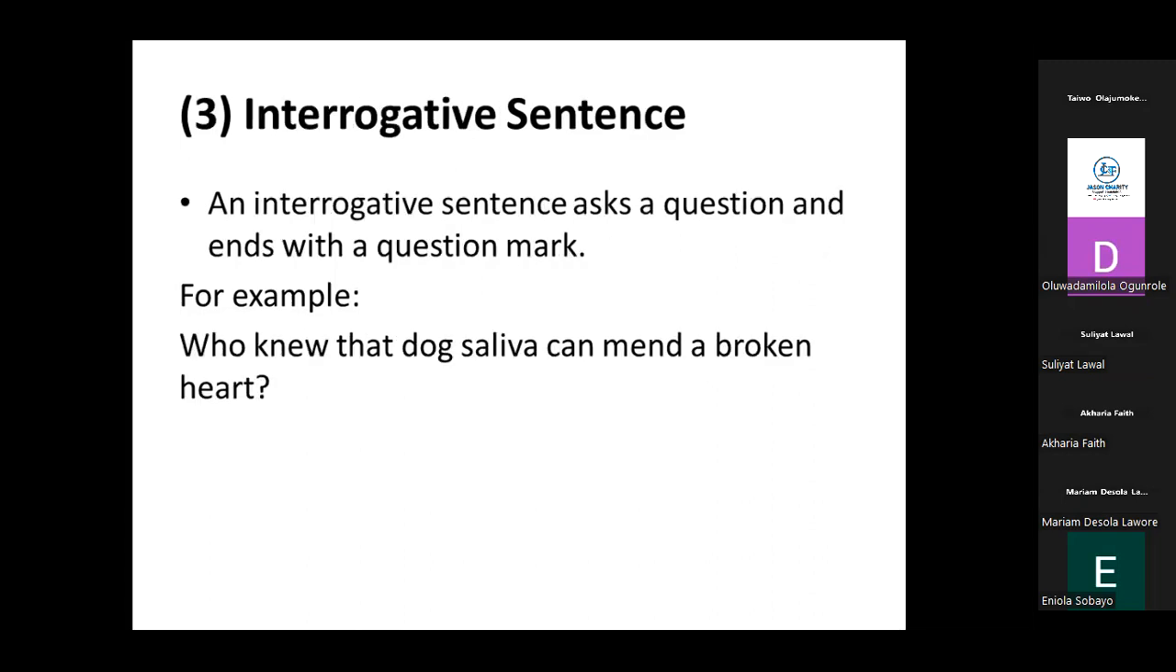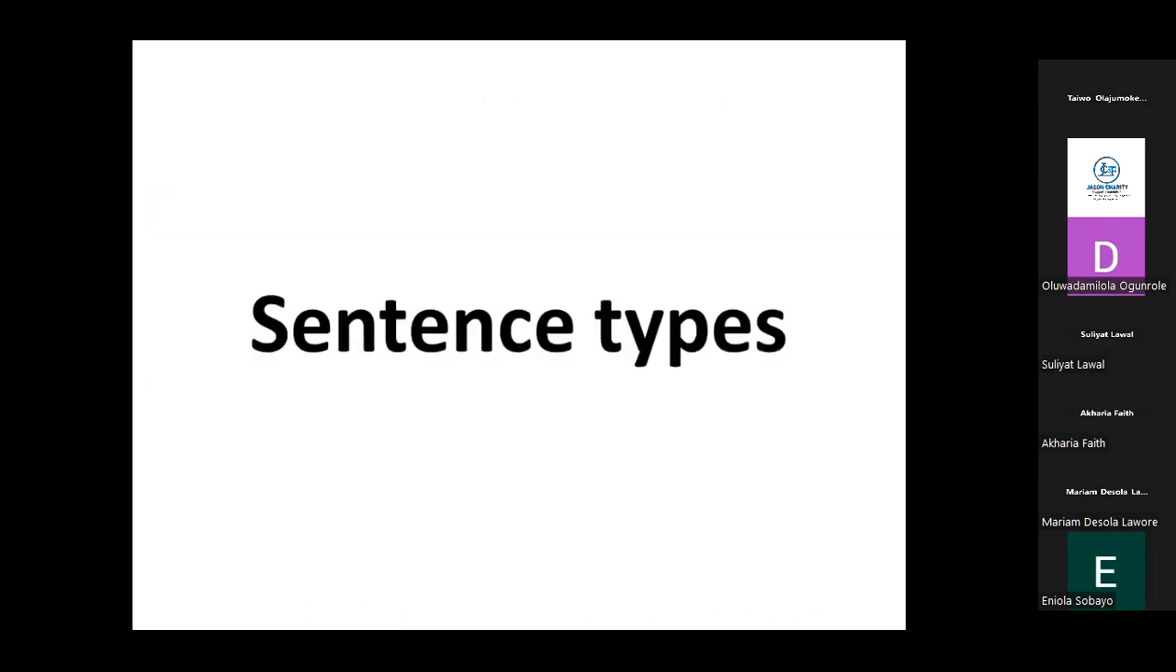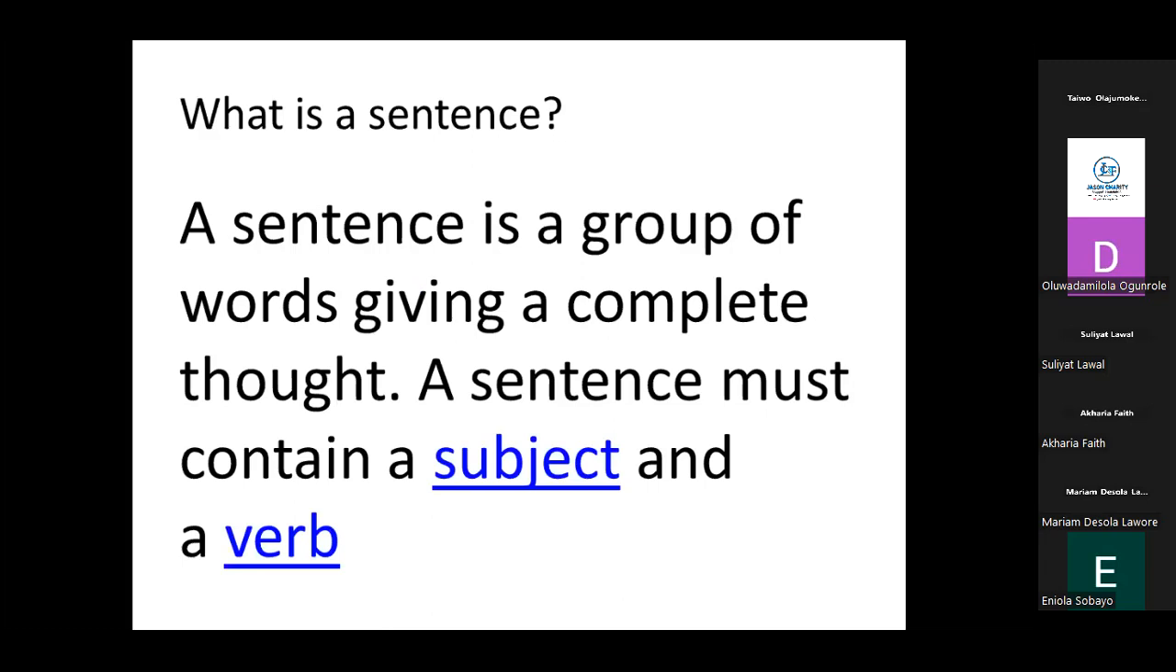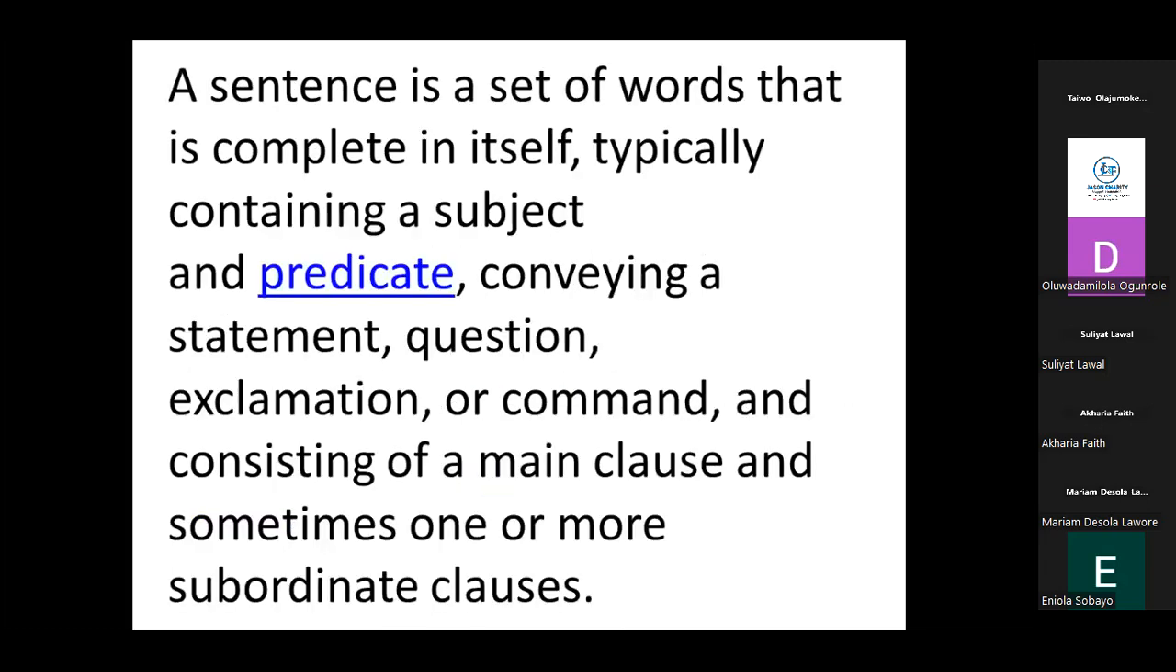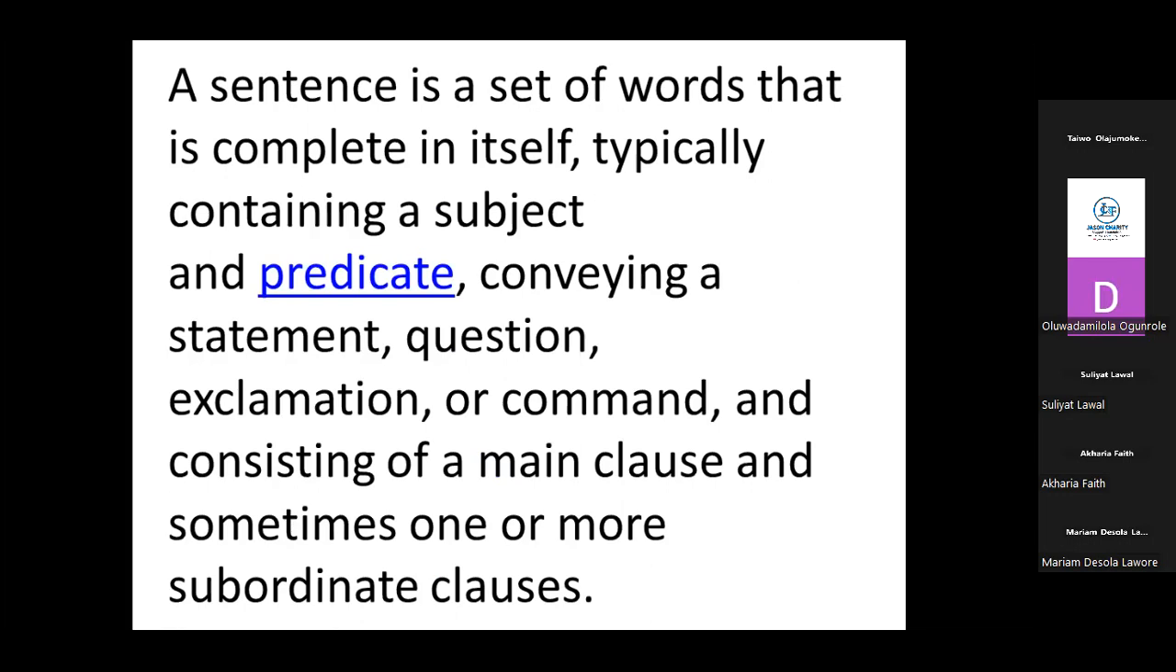But before I end the class, I would like to rush us back to where we started from and what we're discussing. We're discussing the sentence. I said a sentence will give a complete thought, and basically it must have a subject and a verb. So for whatever you're writing or whatever you're reading, you must be able to differentiate a sentence from every other part of the grammatical construction. And we also said that a sentence can convey a statement, a question, an exclamation, or a command. And then we said it could consist of a main clause and one or more subordinate clauses.